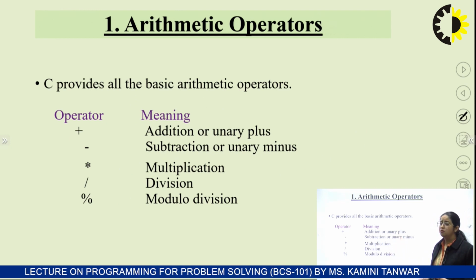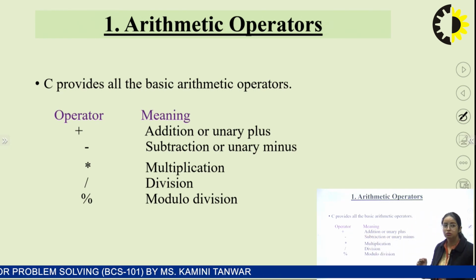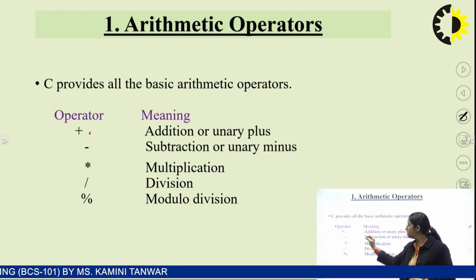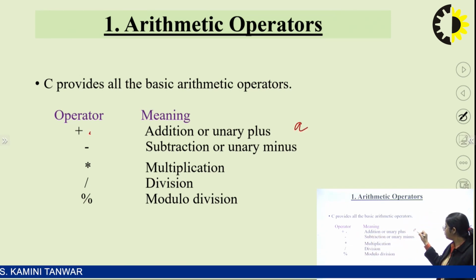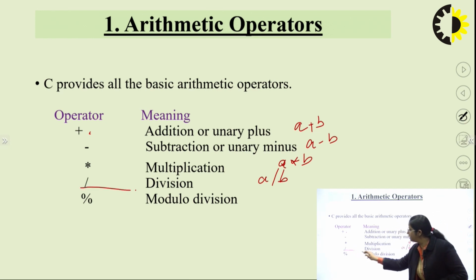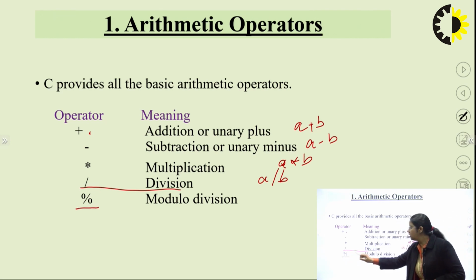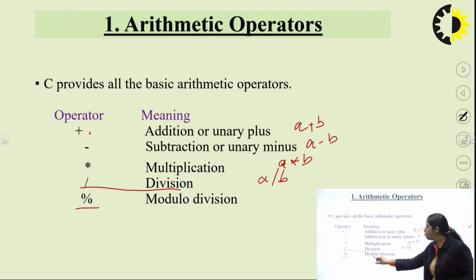These are the same as in our mathematics. If we want to add some numbers, we use the plus operator. To add 2 numbers, we just write a plus b. In subtraction, a minus b. In multiplication, we simply do a multiply b, and in division, a divide b. These 4 operators work the same as in mathematics. But here one new operator is added, the modulo division operator. What does it do?